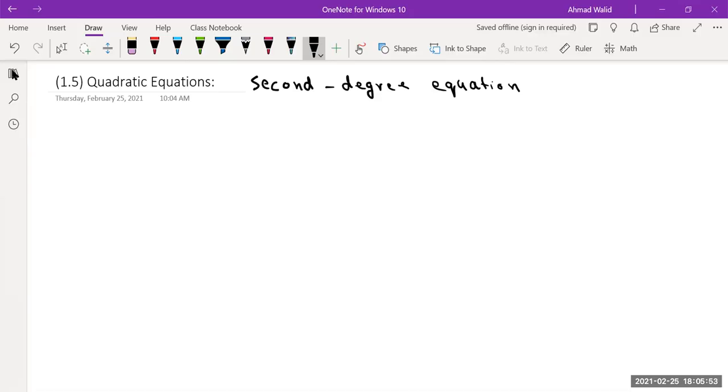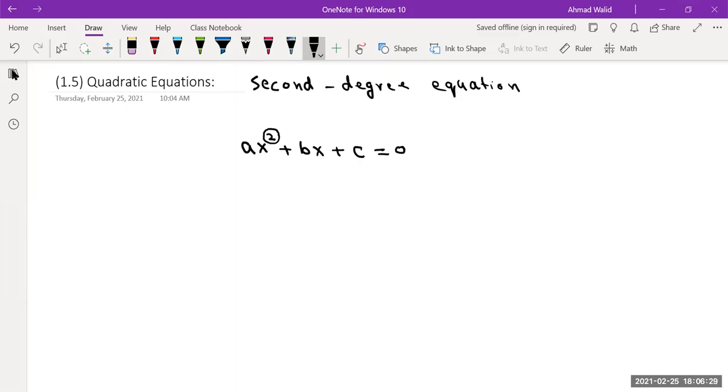Any equation that is in the form of ax squared plus bx plus c equals 0, we call it a quadratic equation or a second degree polynomial equation. Why second degree or why quadratic? Our variable has an exponent of 2. It's squared. That's why we call it quadratic equations.